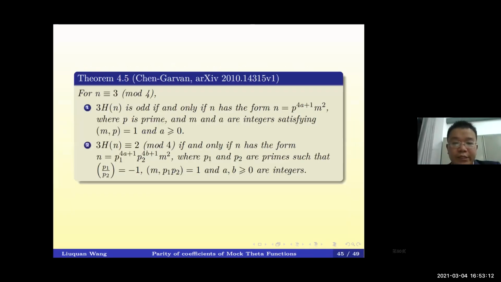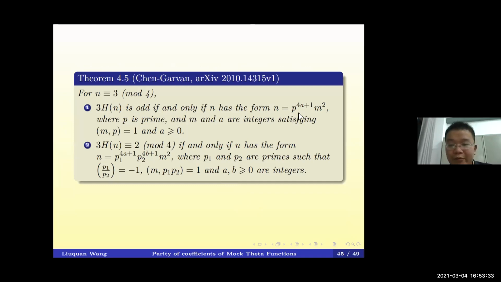They proved this kind of characterization for the Hurwitz class number. For those n which are congruent to 3 modulo 4, they showed that 3h of n is odd if and only if n has this kind of form.